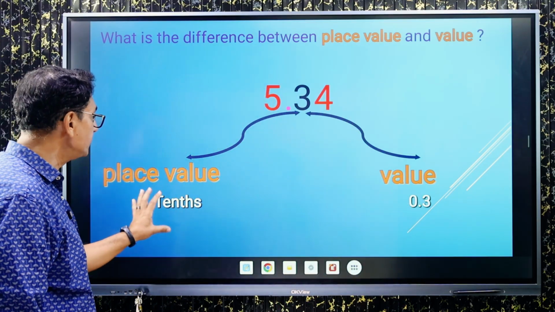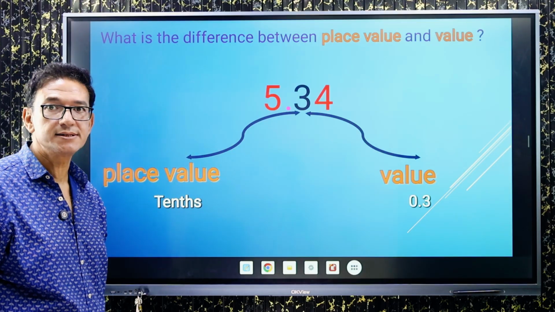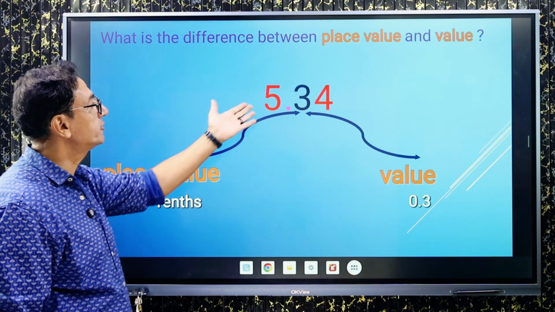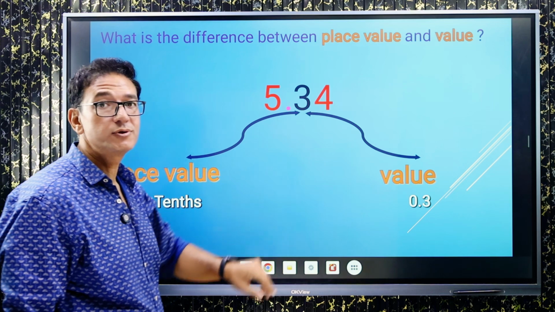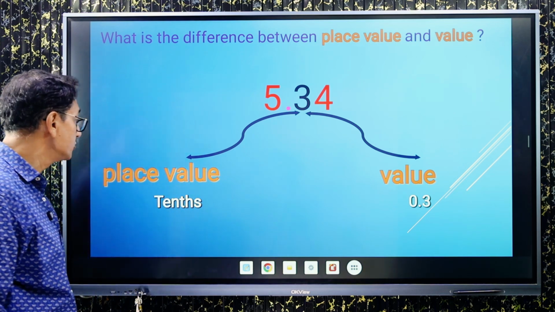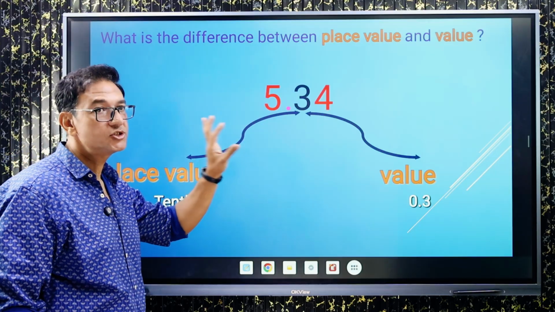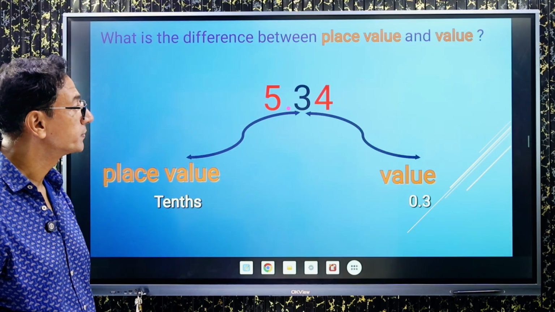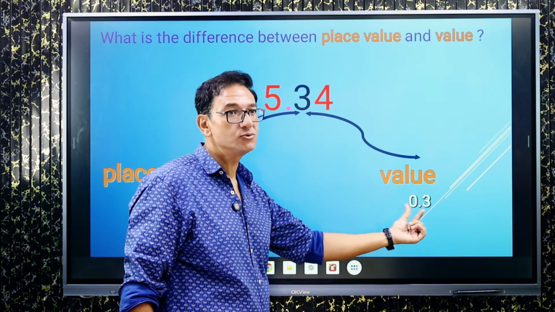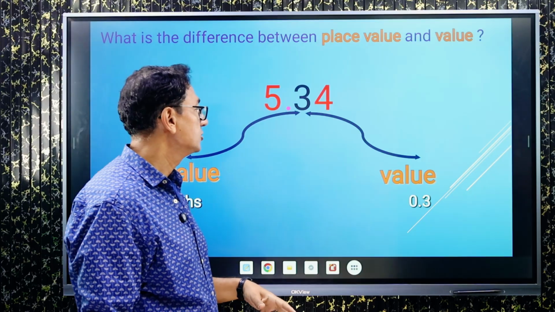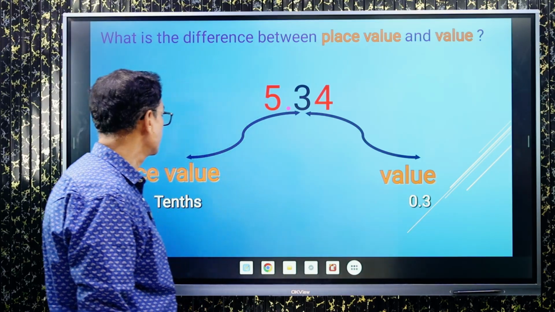So the place value, you write the place which the digit stands for. For example, 5 is ones, as we said before, 3 is tenths, and 4 is a hundredth. So the place value, you just write the place which the digit stands for. But in the value, you write the value of the digit. So I will write 0.3. Okay?